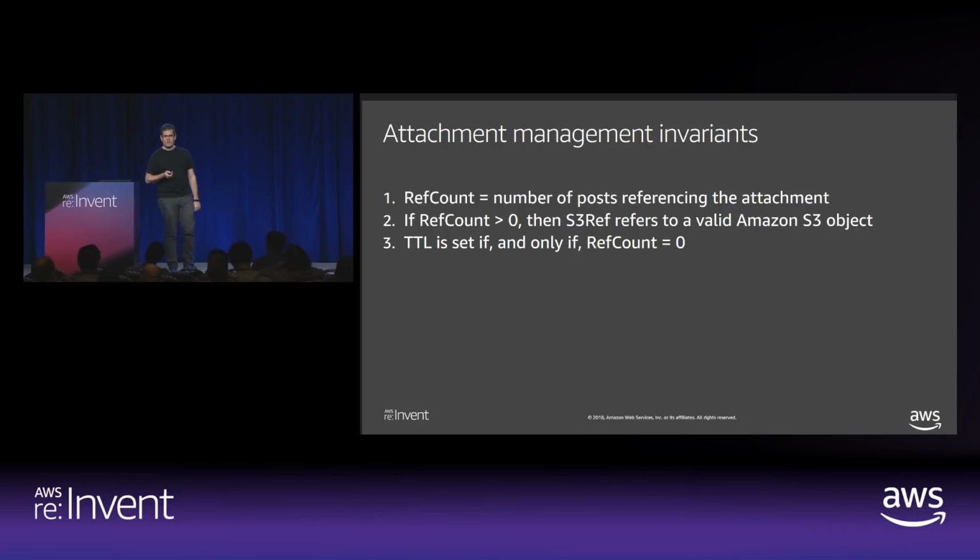Okay, so what are the application invariants that we want to have? First is that the ref count needs to be equal to the number of posts that are referencing the attachment. And if the ref count is greater than 0, then that object needs to exist in S3. And if the ref count is 0, then the TTL is set. And if the TTL is set, then the ref count is 0. So what does that mean? It means that I'll only want to delete the item from S3 if the ref count is 0. And I only want to set the TTL to something if the ref count reaches 0.